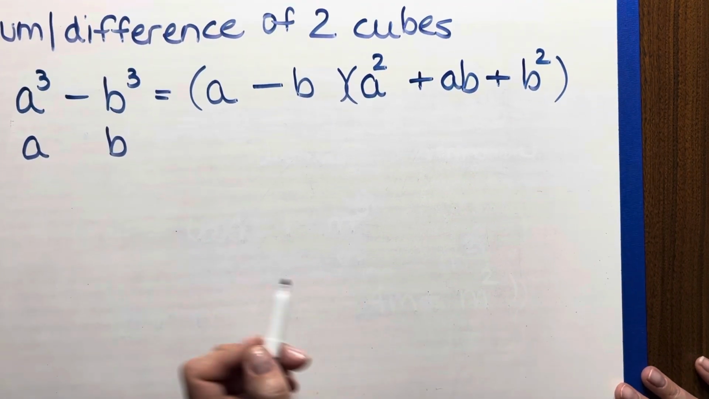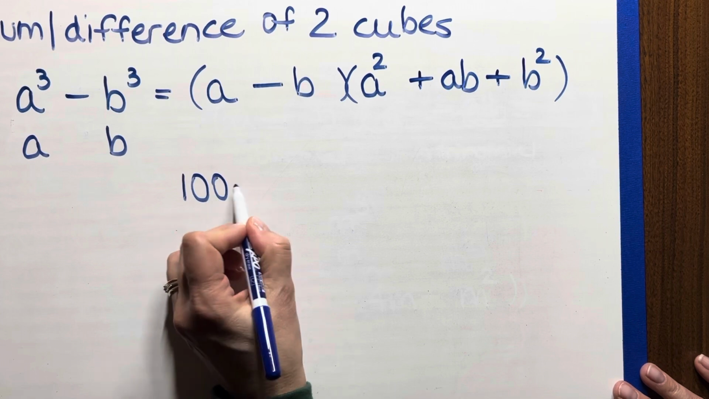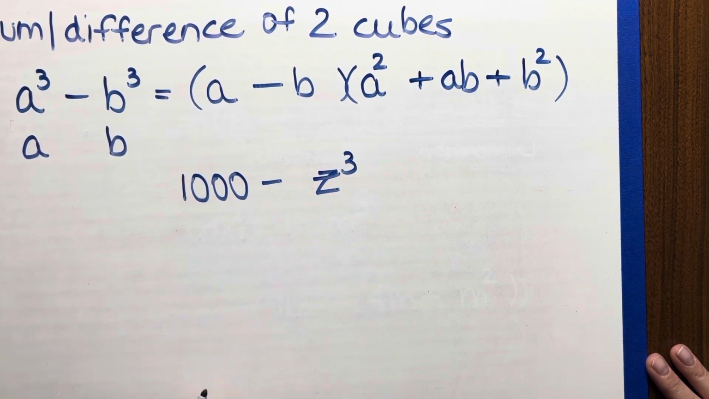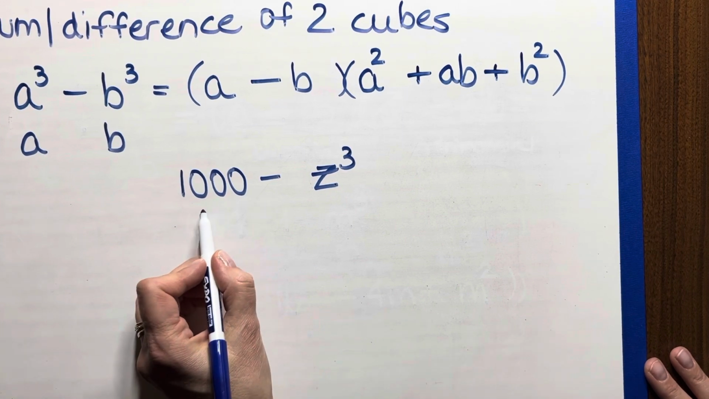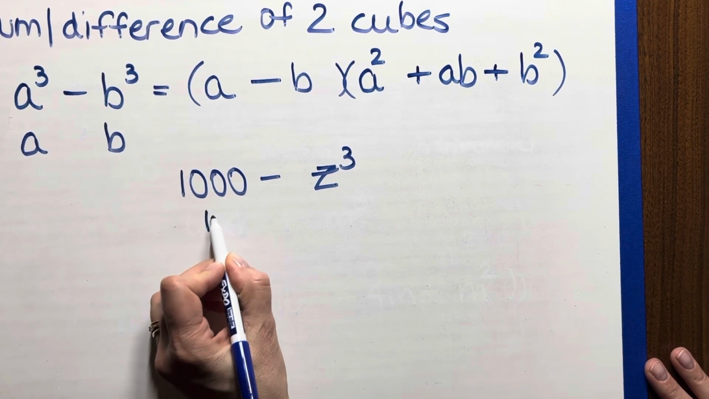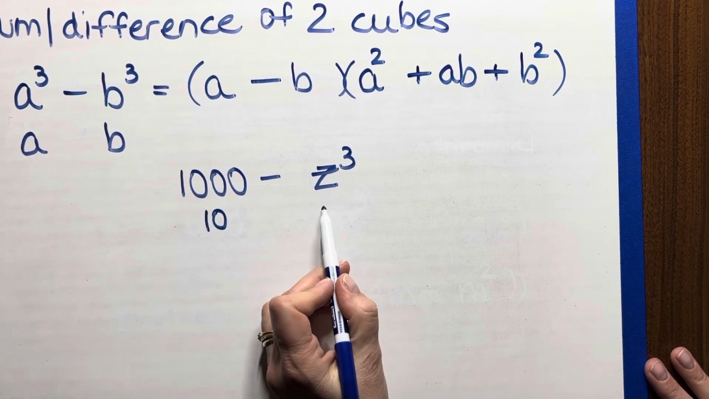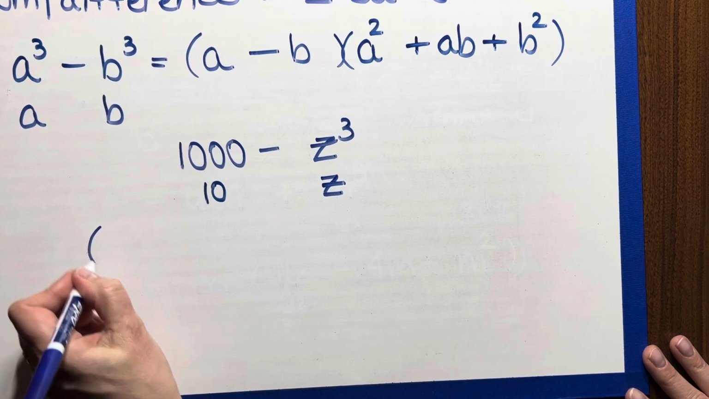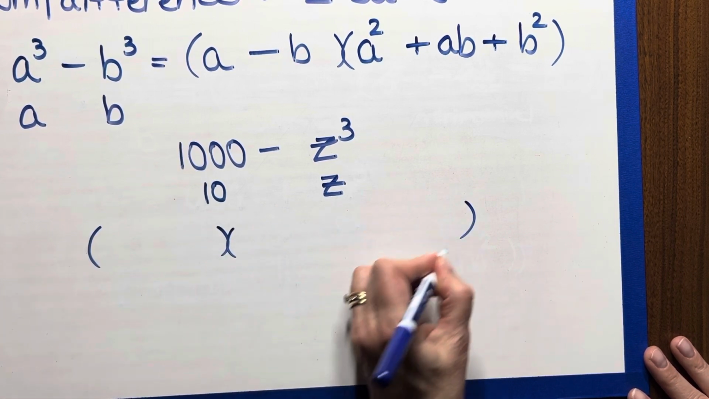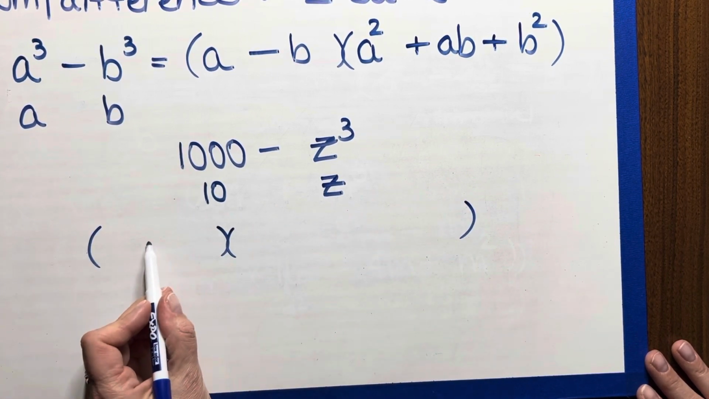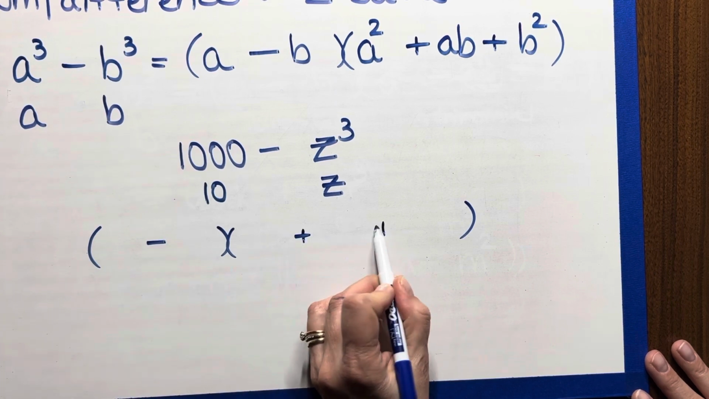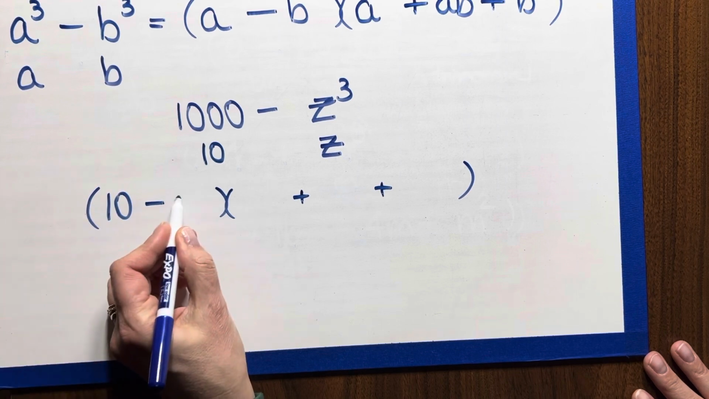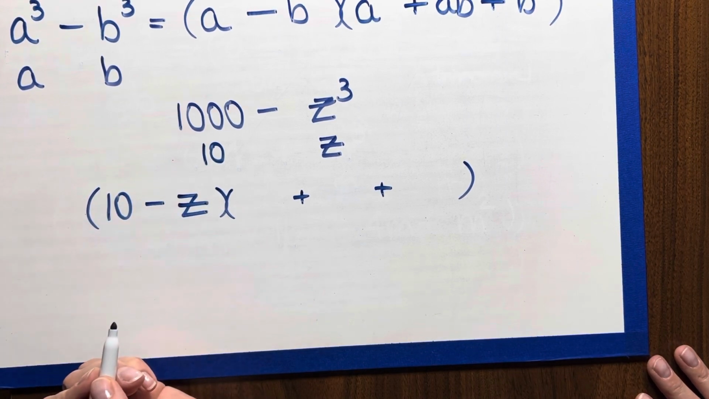So let's look at what one of these is. So I have 1,000 minus z to the third. So I'm going to take the cubed root of 1,000, which is just 10, and the cubed root of z to the third, which is z. And I'm going to have a binomial, I'm going to have a trinomial. It's going to be minus, plus, plus. I put one factor of 10 and one of z in here.